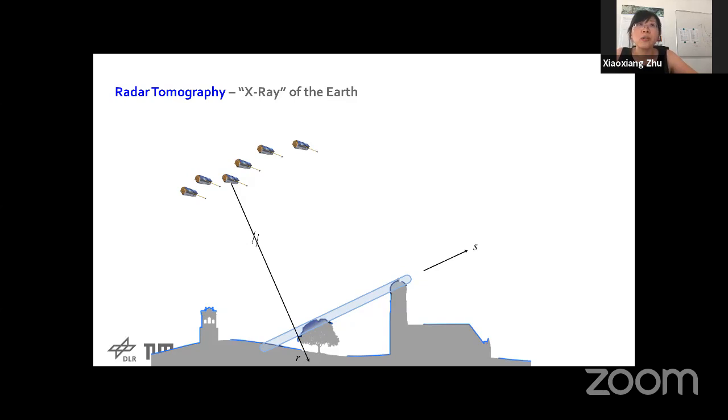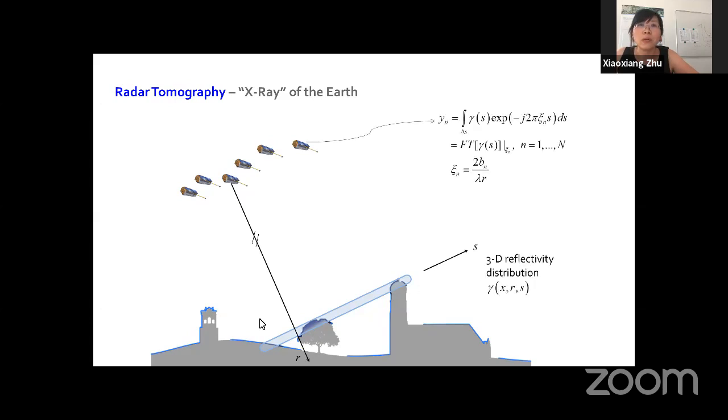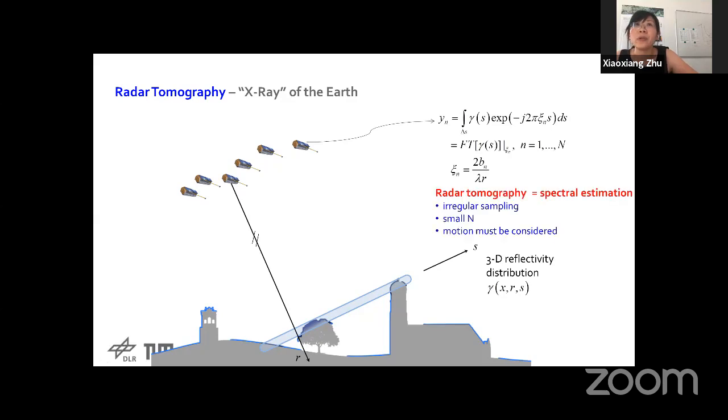And if you look at each of these images, assume this gamma is the reflectivity we want to reconstruct along what we call the elevation direction. Basically each of these images can be considered as a sampled Fourier transform of this reflectivity function. And the sample position depends on the sensor position, of course. So this basically says radar tomography is actually a spectral estimation problem. But of course we have special things to consider. For example, the sampling, due to orbit uncertainty, is not regularly sampled.